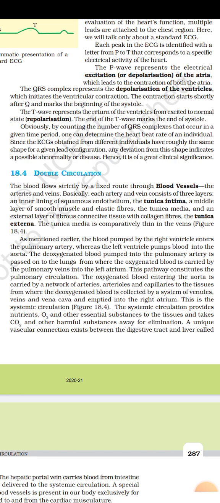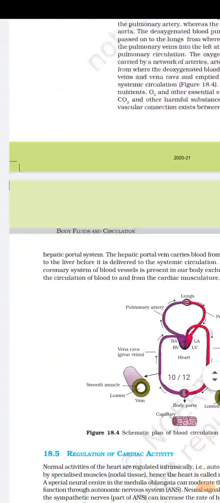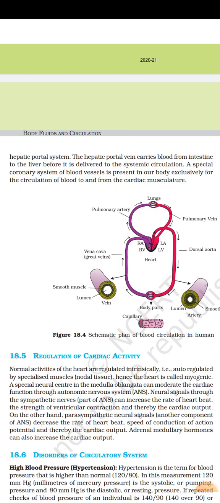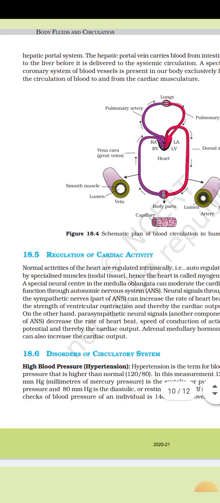A unique vascular connection exists between the digestive tract and liver called the hepatic portal system. The hepatic portal vein carries blood from the intestine to the liver before it is delivered to systemic circulation. A special coronary system of blood vessels is present in our body exclusively for the circulation of blood to and from the cardiac musculature. Regulation of cardiac activity.